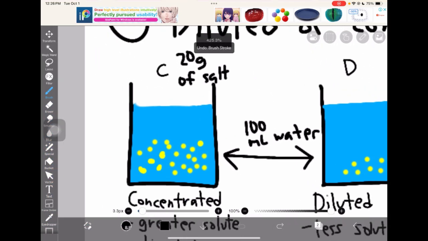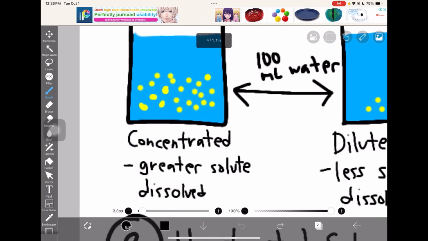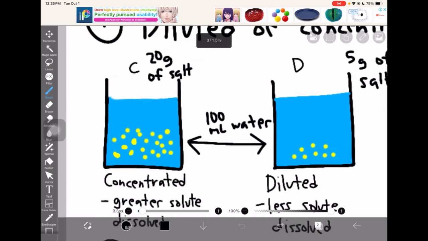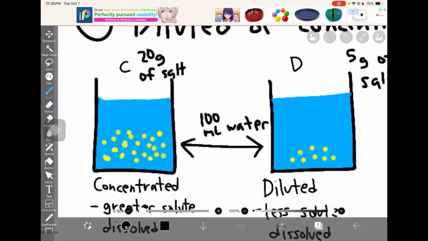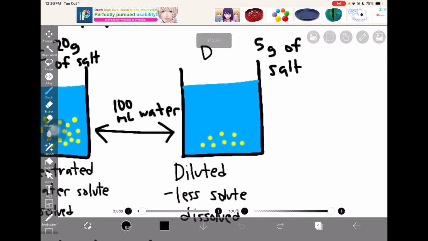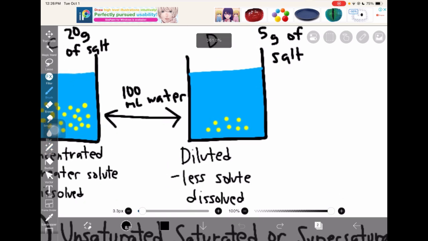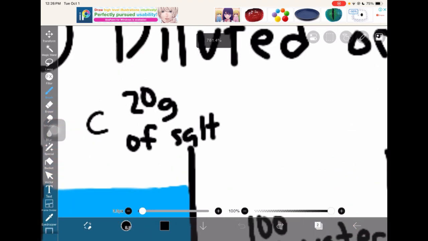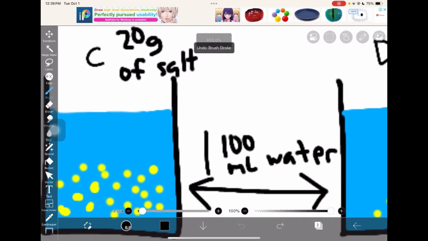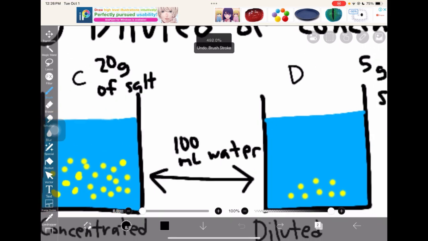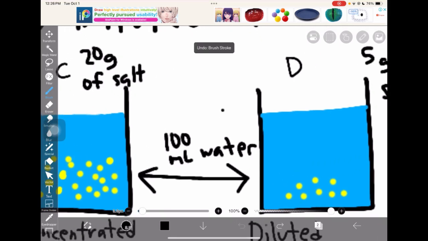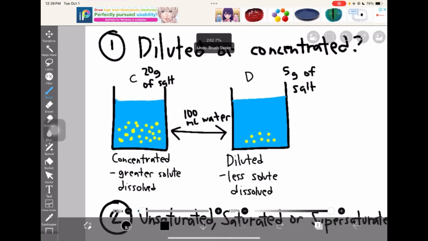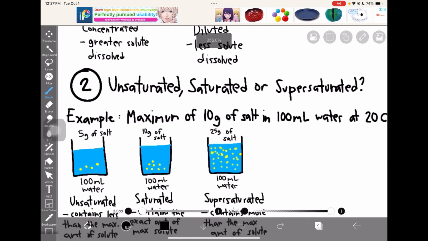We call beaker C concentrated because it has more solute dissolved. So we can say solution C is more concentrated than solution D. Meanwhile, we call solution D diluted because it has less solute dissolved. So we can say that solution D is more diluted than solution C. You really just have to look at the numbers here, nothing too special, and then you can just say, okay, this one is more concentrated, this is more diluted. It's really very simple. How about unsaturated, saturated, and supersaturated?